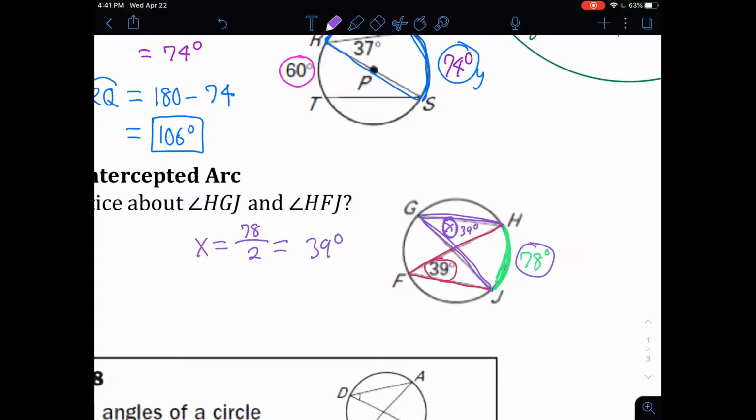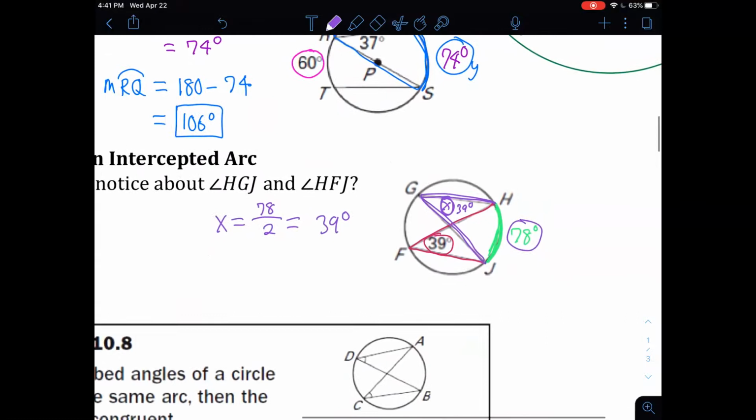So what this is trying to get across here is basically, if you have two angles, let's use a different color. If you have two angles like this that both intercept this same arc, that both intercept this arc right here, they're going to be the same. So we have X and Y. If they both intercept the same arc, they both meet.